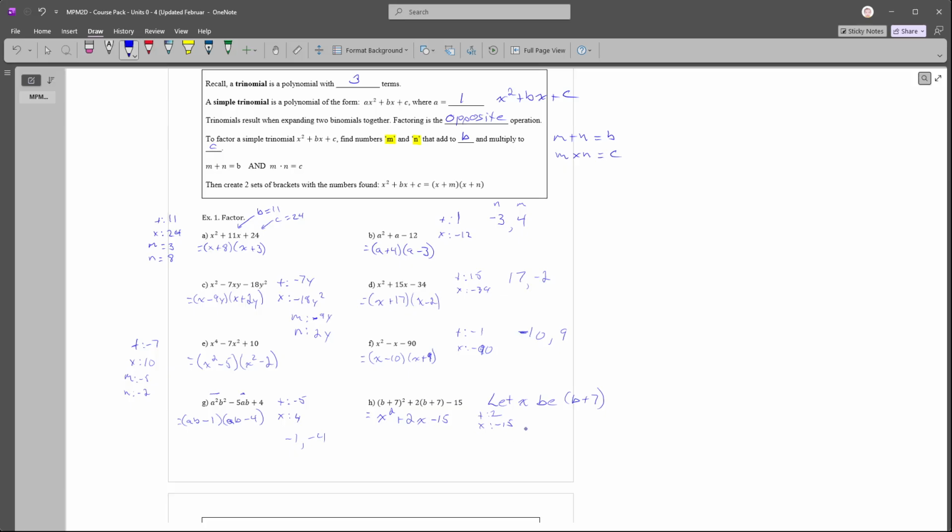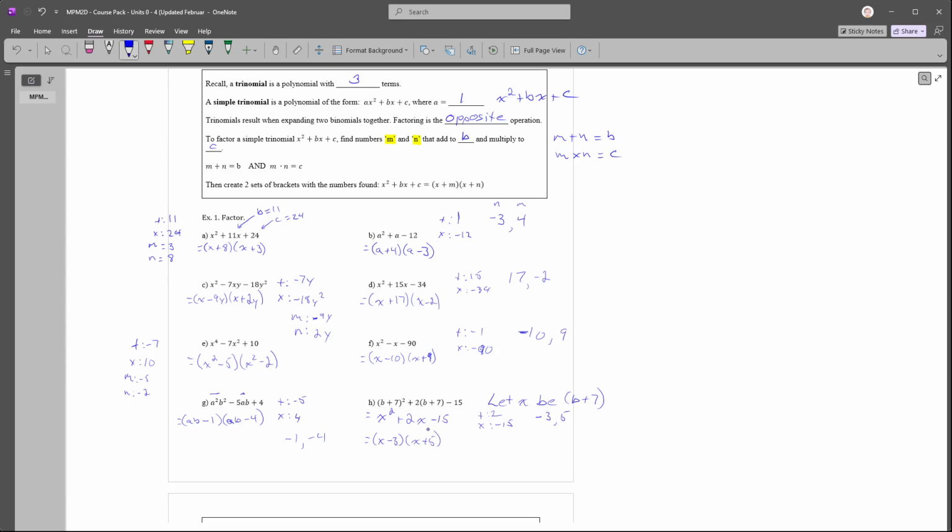Okay, so 1 and 15, that doesn't work. 2 and nothing, 3 and 5. 3 and 5 will work. Yep, 3 and 5 will work just fine. So our bigger number is going to be the positive, so that means I'm going to have -3 and +5. Alrighty, so let's write that out. So that means I have x minus 3 times x plus 5.